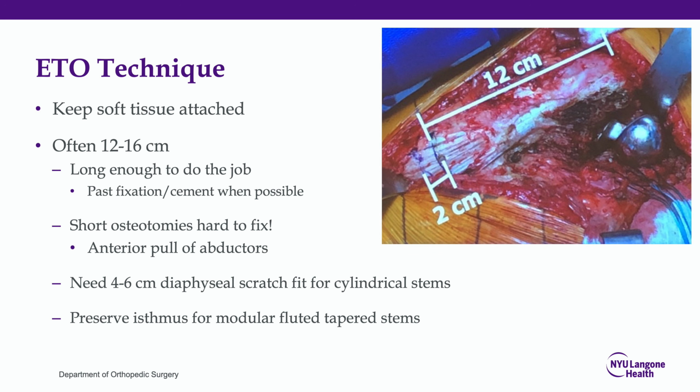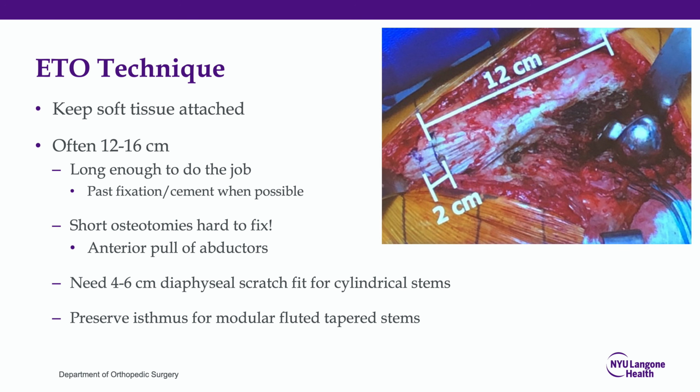The technique here, we generally want to keep the soft tissue intact to keep that trochanteric bone viable. You want a relatively long osteotomy, at least 12 centimeters. Anything shorter is going to be actually less rotationally stable. That surface area helps with healing, and shorter osteotomy segments have a higher rate of non-union. That being said, you don't want to go so long that you compromise the isthmus. So, you want to be long enough to make for good fixation of the osteotomy. You want to be short enough to allow fixation of your stem.